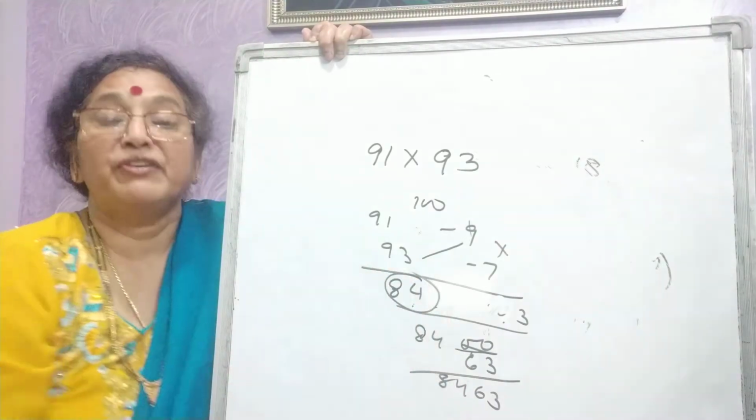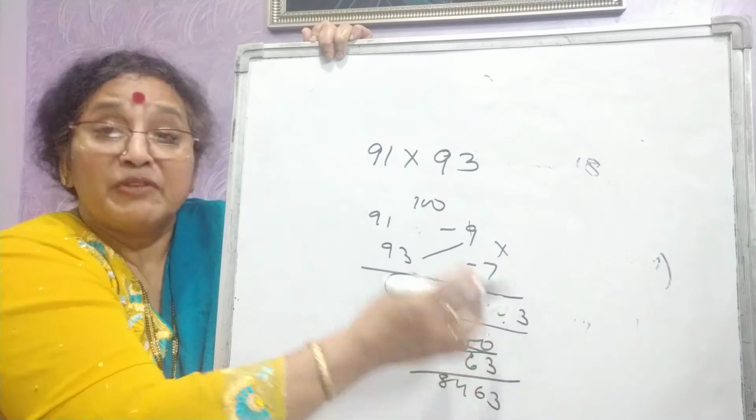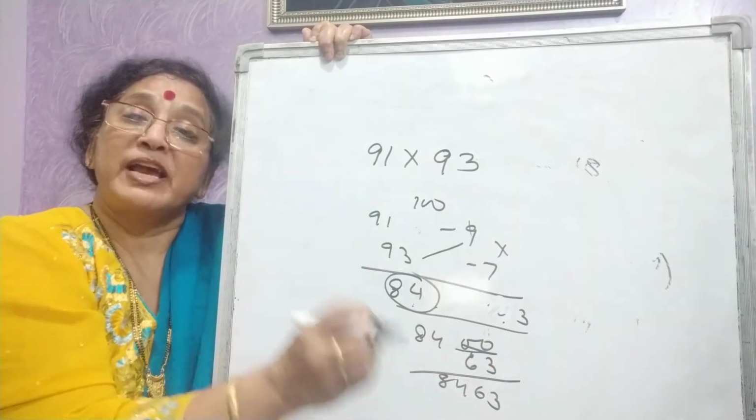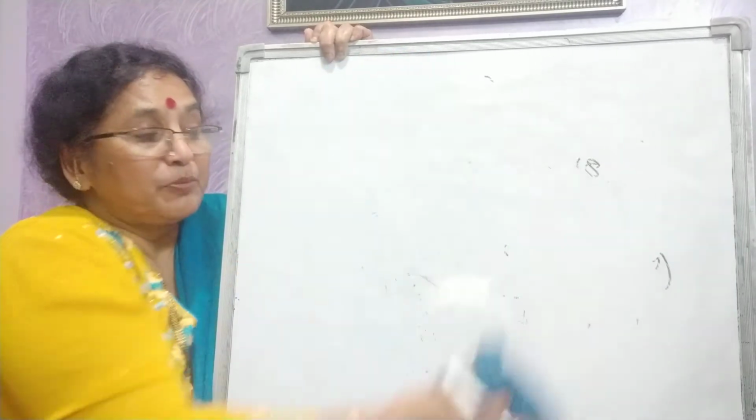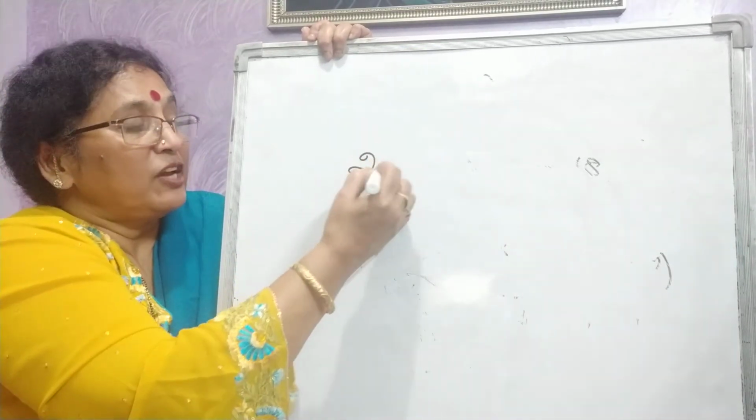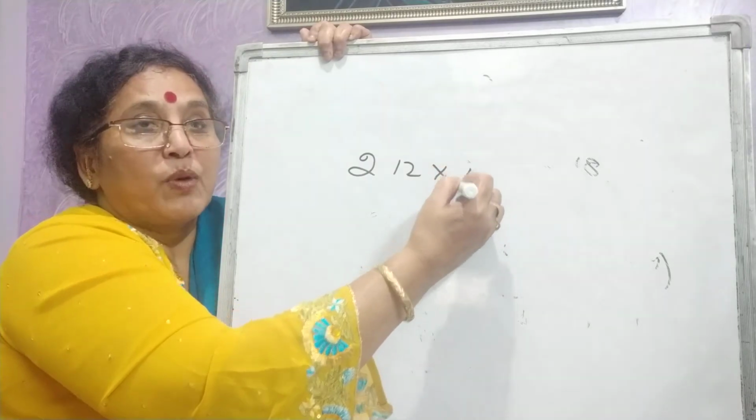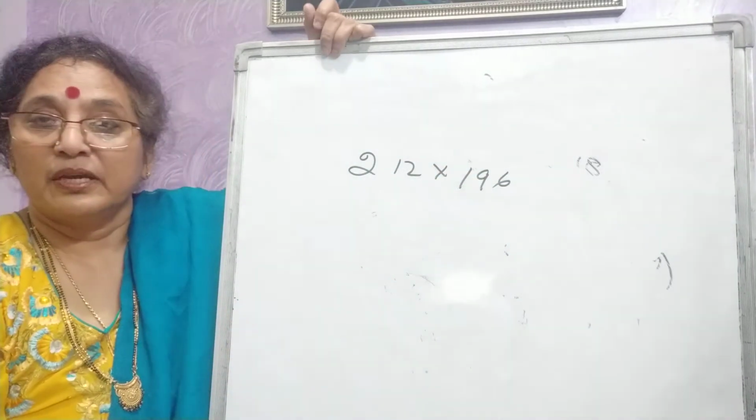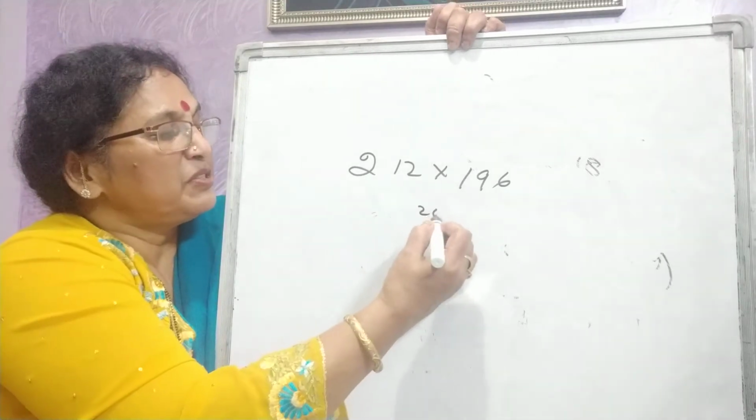This is number of hundreds. So 8400. So put 2 zeros and add this number. If it's plus, you add; if it's minus, you'll subtract from 8400. So let us see one plus. Now suppose, okay, let us take say 212 into say 196. These numbers are very close to 200.